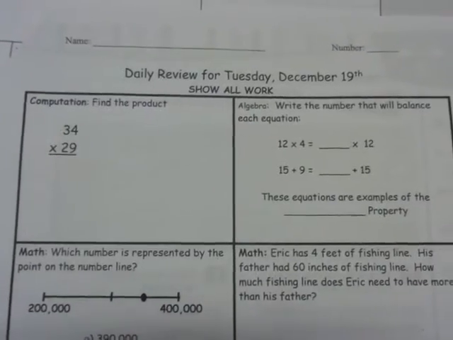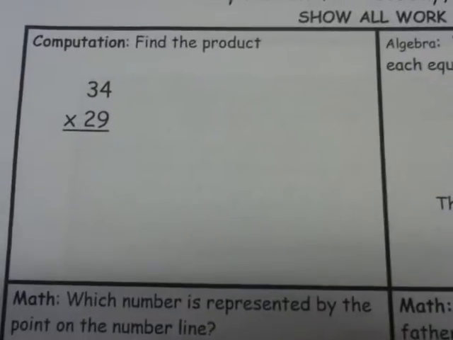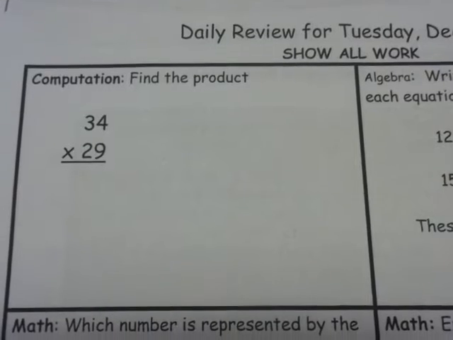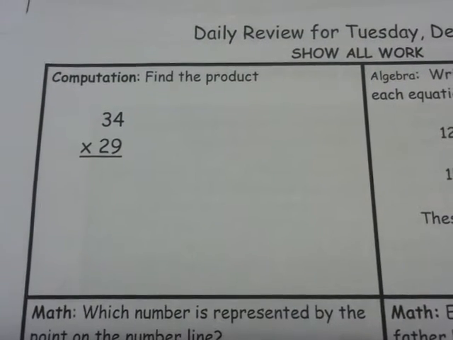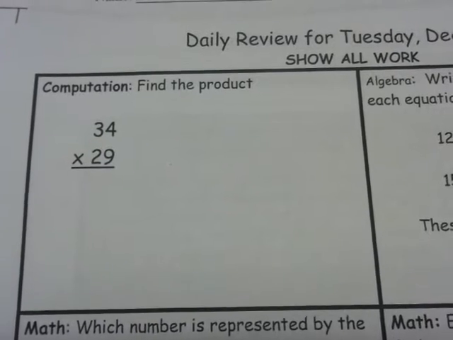Here's our homework checker for Tuesday. First question says find the product. So you're multiplying 34 times 29. So you can do that traditional or area model. I'm going to show you both.